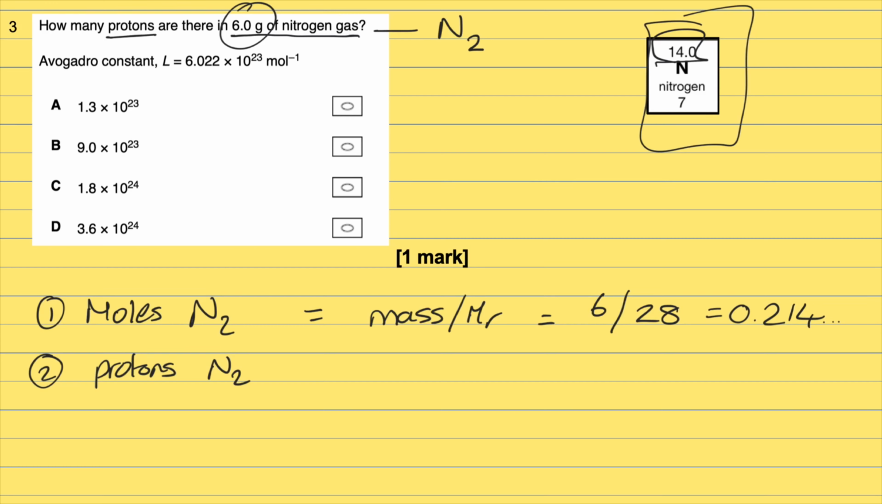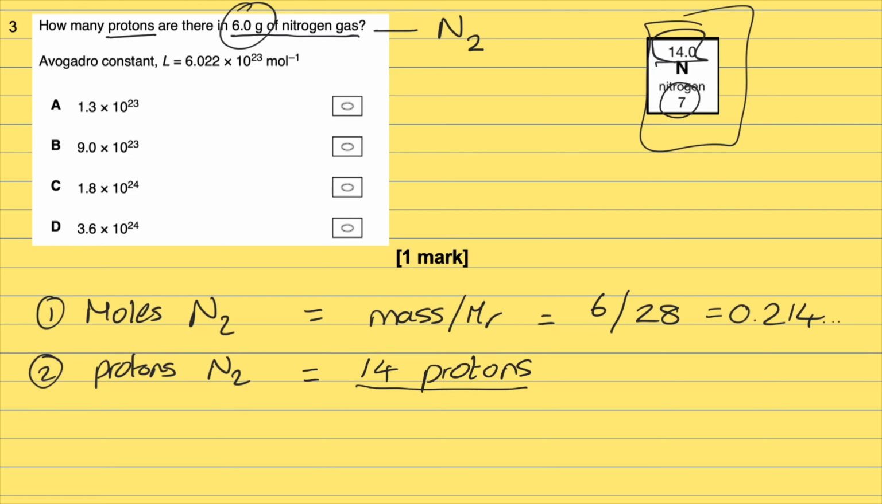Leave the full number in your calculator. Okay, so the second step is to work out how many protons there are in an N2 molecule. We can see from the atomic number of nitrogen is 7, therefore a nitrogen molecule has got 14 protons. But we've been asked to work out how many protons there are in 6 grams of nitrogen gas. This is only one molecule of nitrogen.